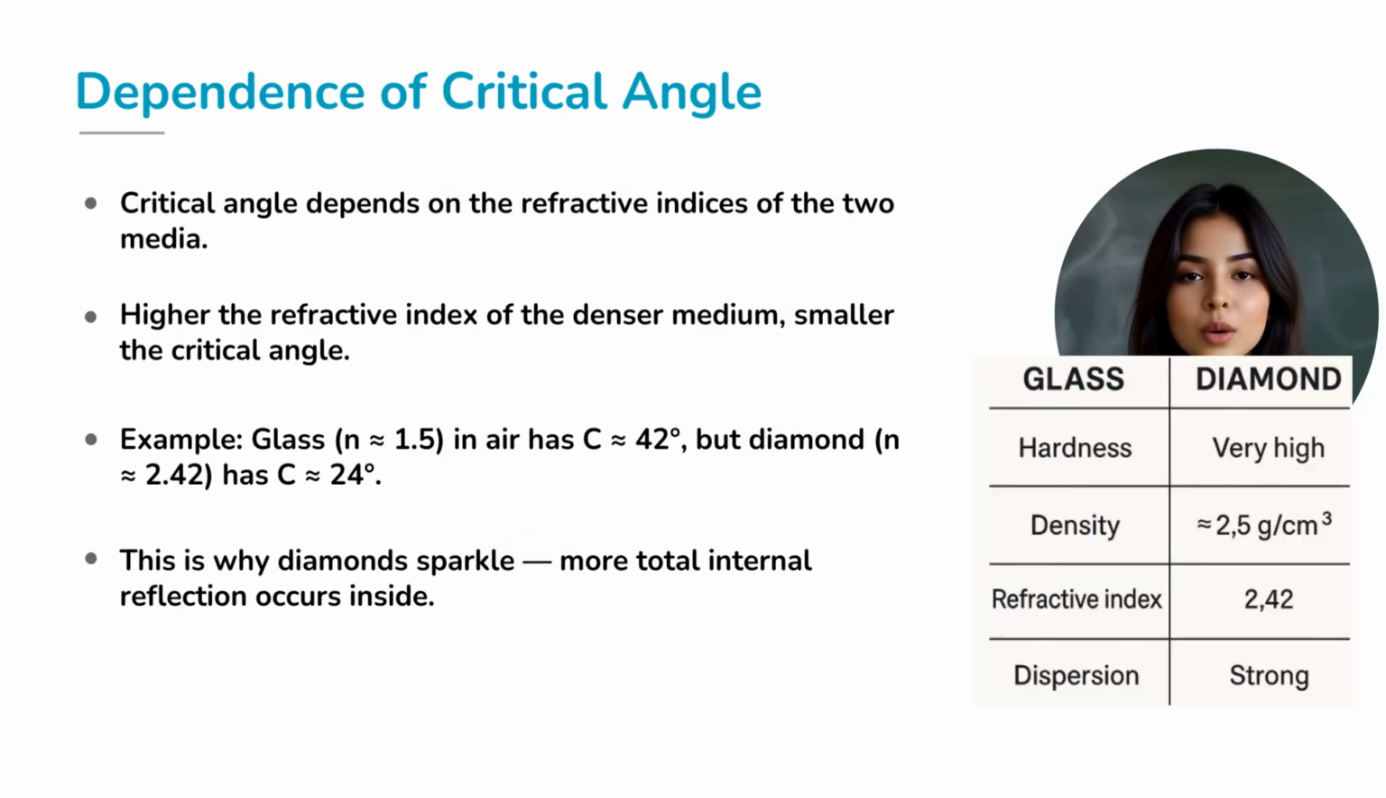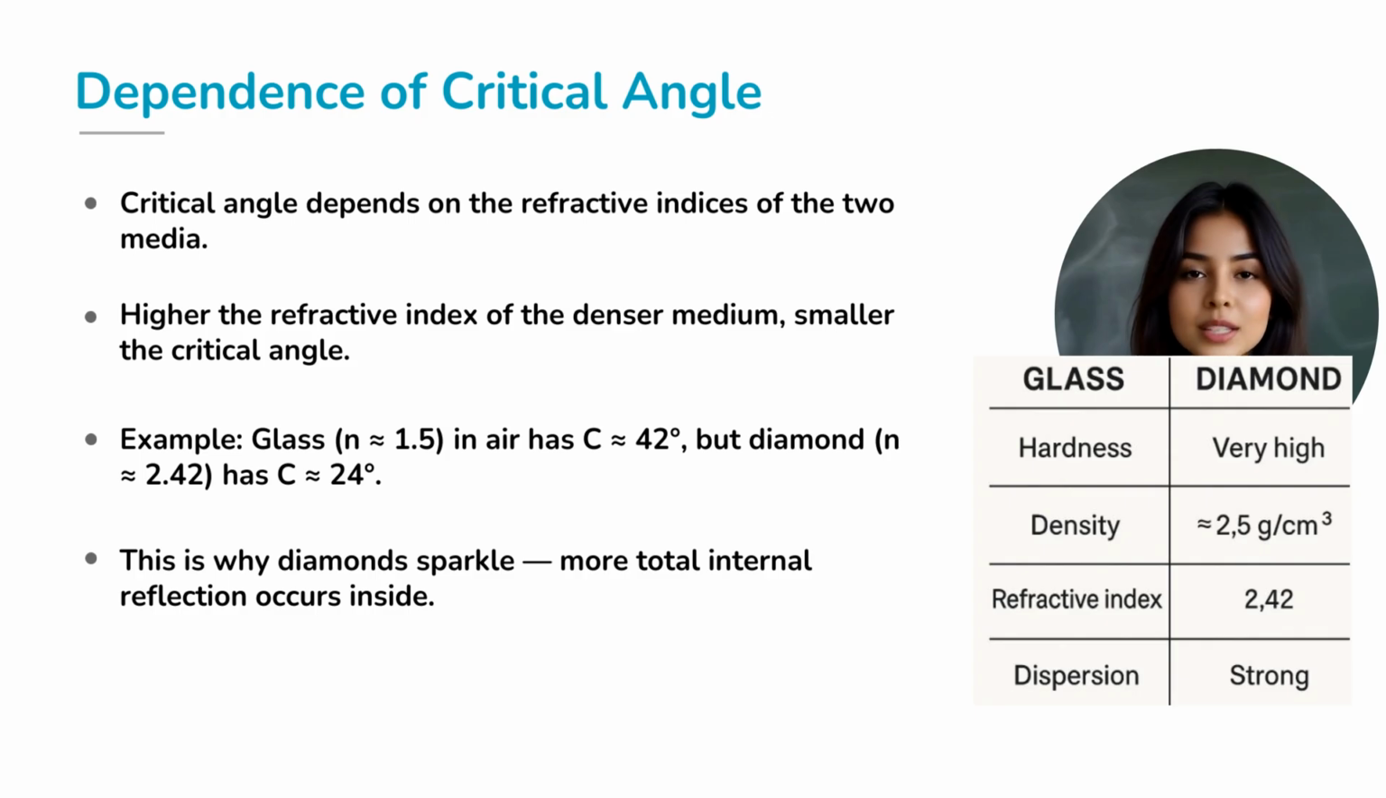Now let's talk about what affects the critical angle. The most important factor is the refractive indices of the two media. If the denser medium has a very high refractive index compared to air, then sin C becomes smaller, which means the critical angle itself becomes smaller.